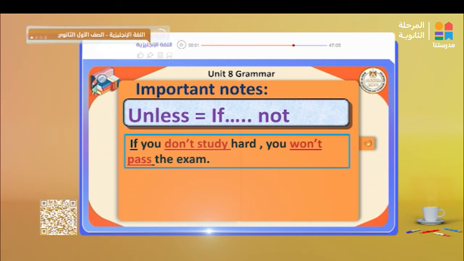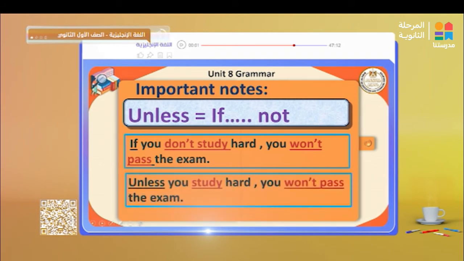أنا هنا استخدمت if you don't study hard. طب أنا بدل ما استخدم if ومعاها negative أنا ممكن استخدم unless على طول، فأقول unless you study hard. بدل ما أقول if you don't study hard هقول unless you study hard you won't pass the exam. So what does it mean unless? Unless means if not. So it's the negative form of if. We can use unless to express the negative form of if. Okay.